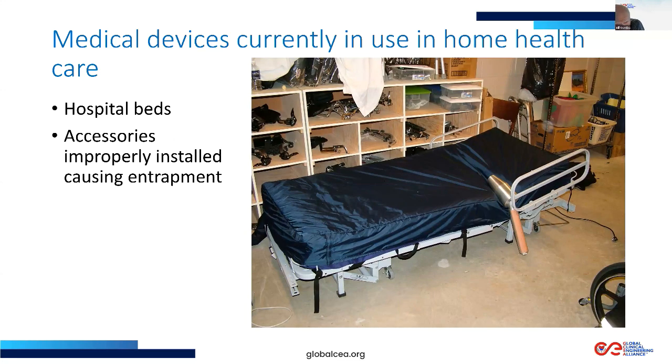Another type of mattress that's used at home, this is called an alternating pressure air mattress, and it consists of a series of crossways cylinders that are alternately inflated and deflated.